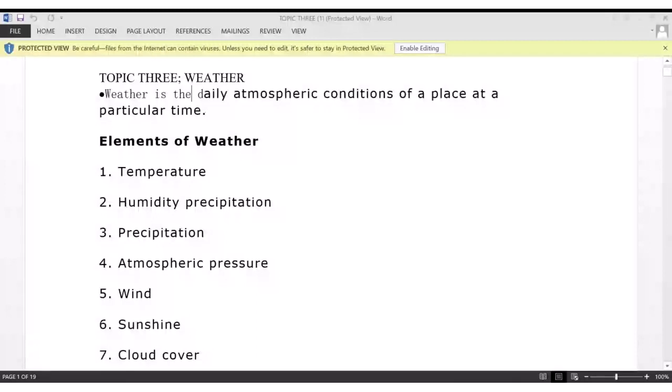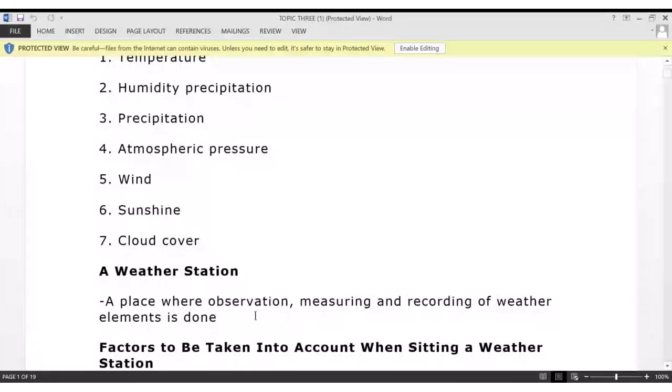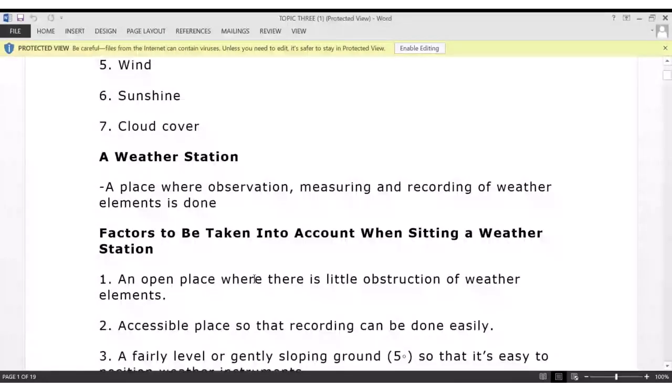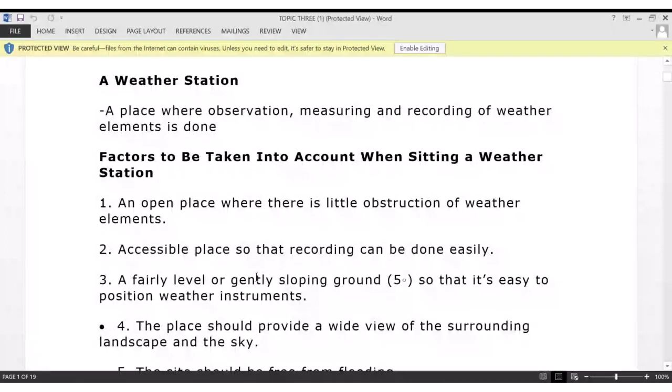I want to look at the elements of weather. We have temperature, humidity, precipitation, atmospheric pressure, wind, sunshine, and cloud cover. And then, what is a weather station? A weather station is a place where observations, measurements, and the recording of weather elements is done.